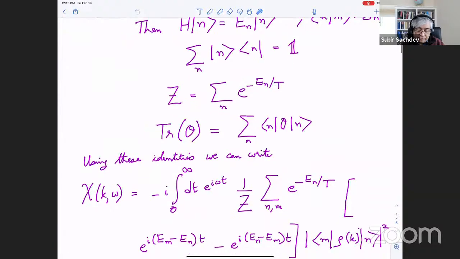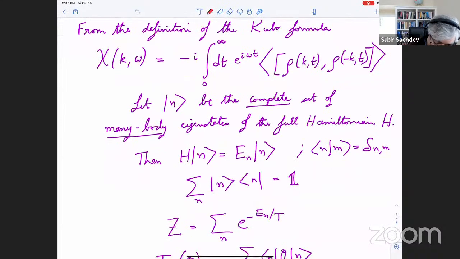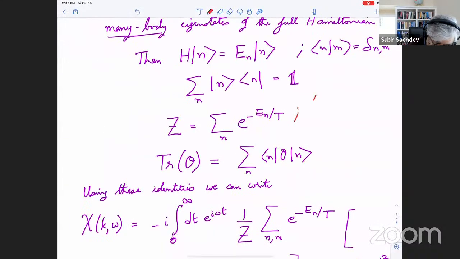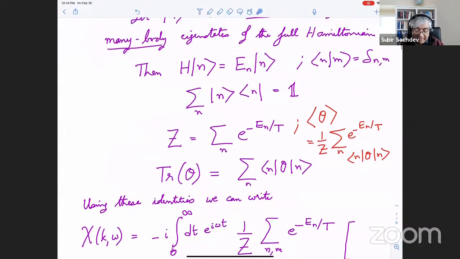So what you do is you insert one in between the two rows. So you put a one here. And then this expectation value, you write as the trace of, so one more trick we are using is that the expectation value of any operator is one over Z times the sum over the energy eigenstates of e to the minus En over T times the expectation value of the operator in the state N. Okay, so you replace the expectation value by this trick.